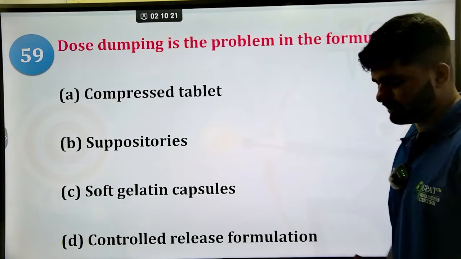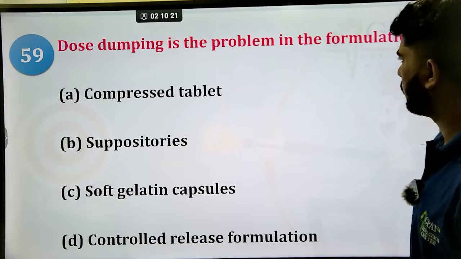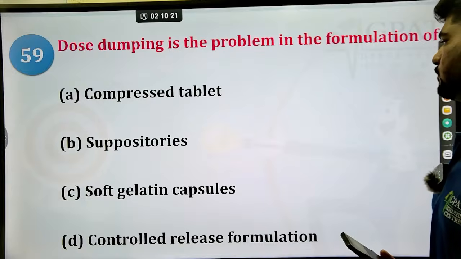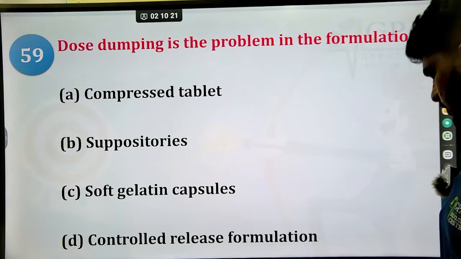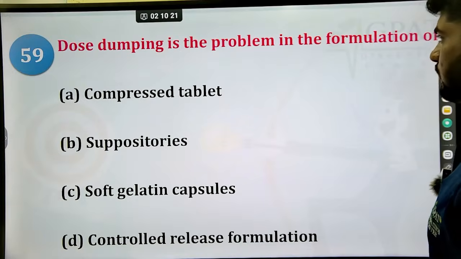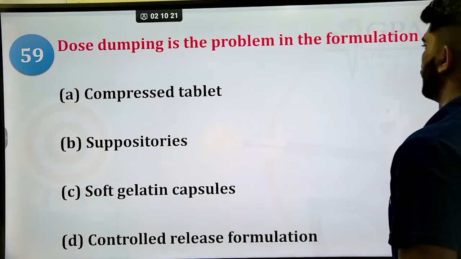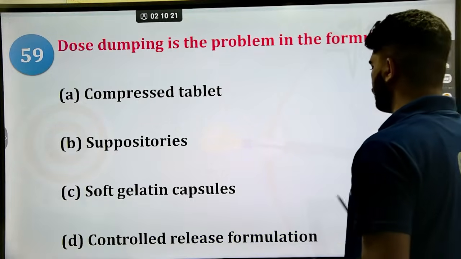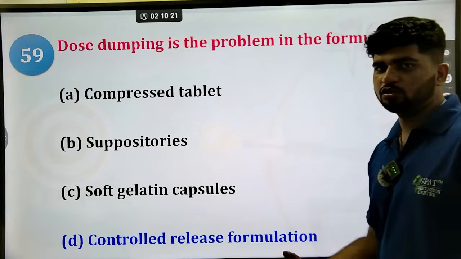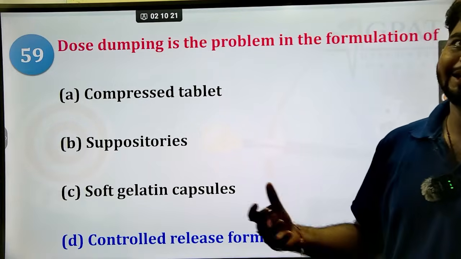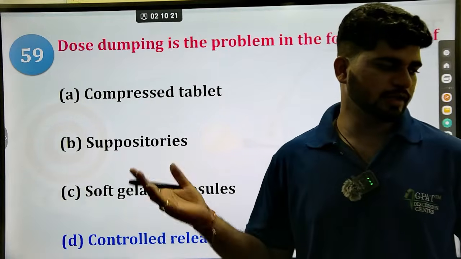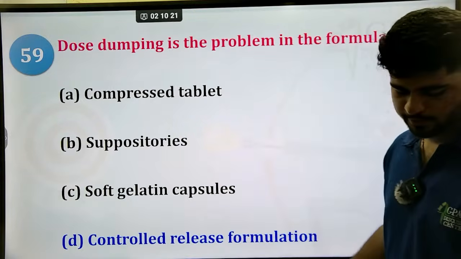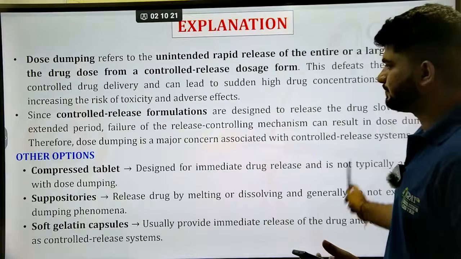Now, dose dumping is the problem in the formulation of compressed tablet, suppositories, soft gelatin capsule, or controlled release formulation? Dose dumping is the problem of controlled release formulation, obviously, because you never know the release pattern of these kinds of drugs. So that may cause the problem of dose dumping, right? So dose dumping would be the correct answer.